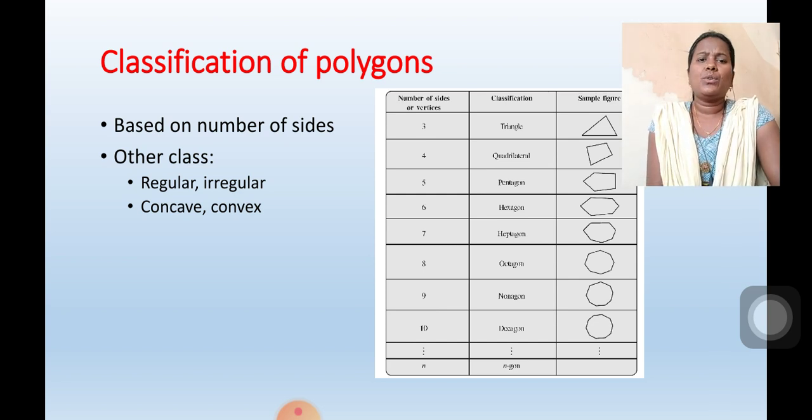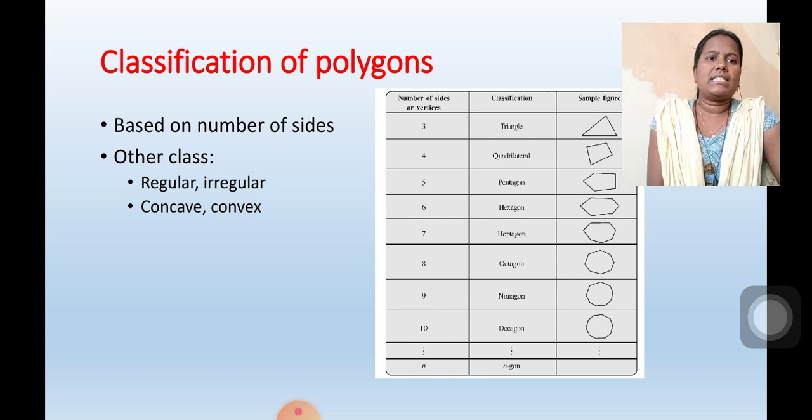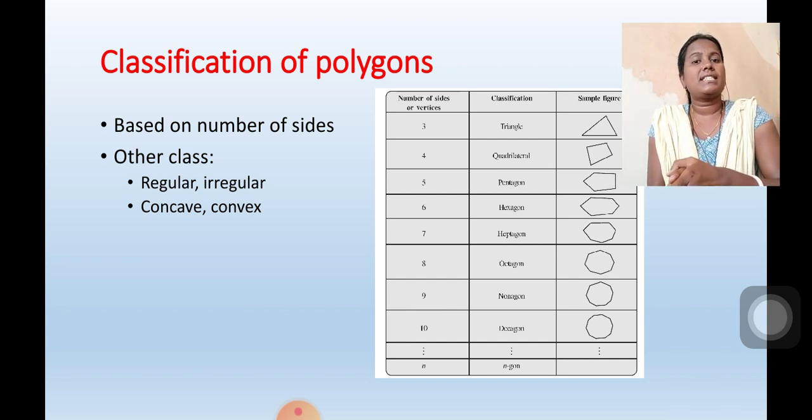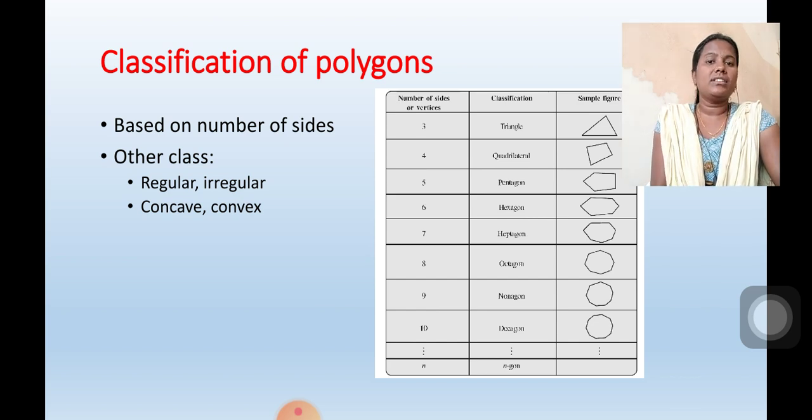Yes, so which are those? If you see, the number of sides, yes, or vertices, and the classification and the sample figure are there in the slide. If a figure is having 3 sides or 3 vertices, what is it called? It is called a, yes, triangle. A polygon which is having 3 sides is called a triangle.